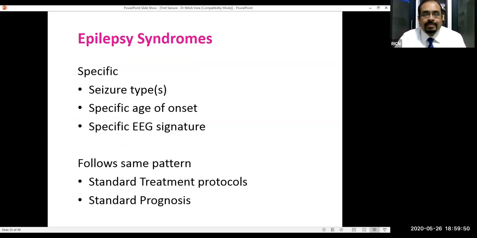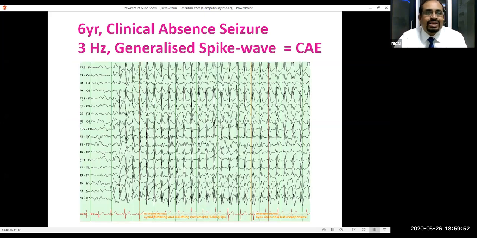And an example is here. If you have a child who is 6 years old with clinically absence seizures, and I do an EEG with hyperventilation, I can see 3 Hertz generalized spike and slow wave discharges. So this is very classically spike and wave, spike and wave, spike and wave, 3 Hertz, so within 1 second, 3 times it's happening.